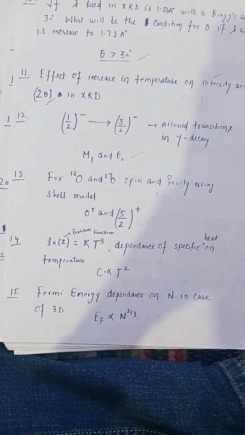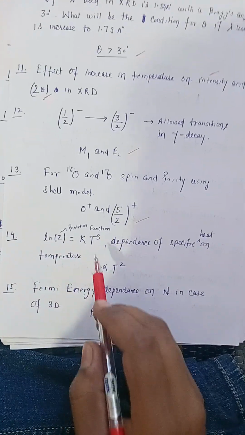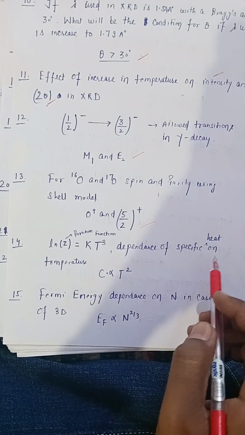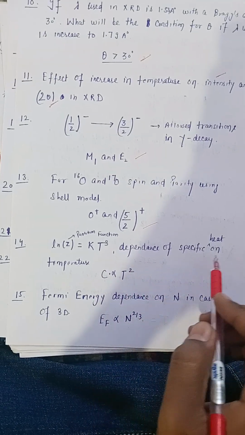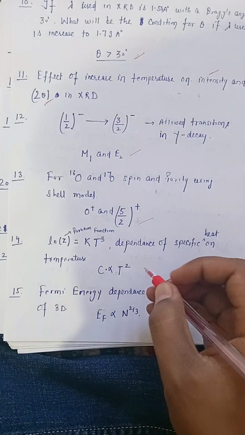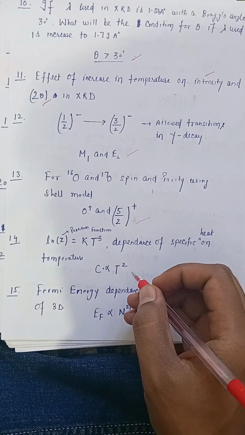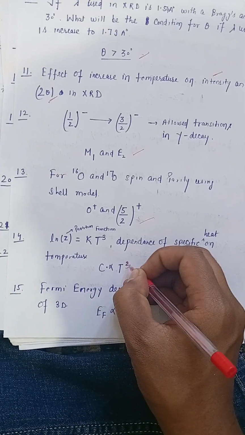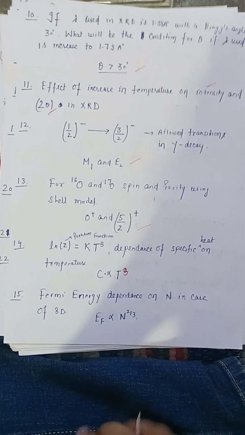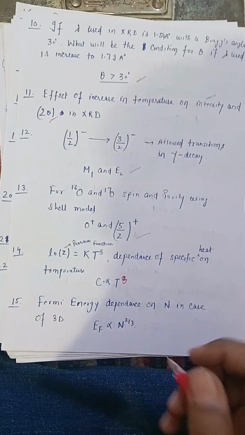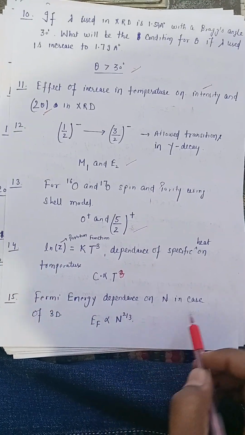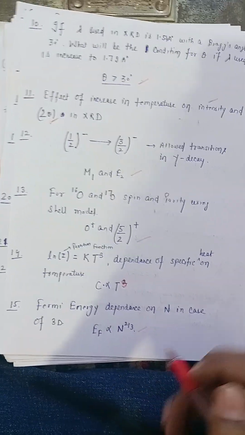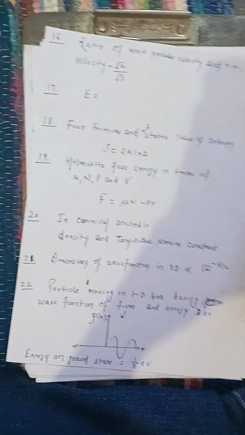Then 14th question, L and Z was given where Z is partition function and it is kT cube. So dependence of specific heat on temperature was asked. So it will be T cube. T cube will be the correct answer. Then Fermi energy dependence on N was asked. So it will be n to the power 2 by 3 will be the correct option.